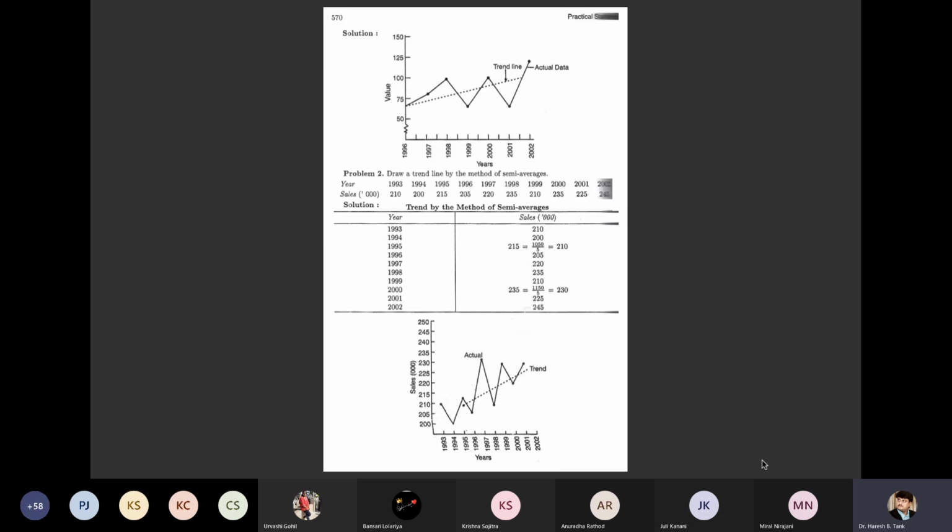And this is how this example is to be solved. Are you getting the same type of graph? Yes, sir. Fine enough.